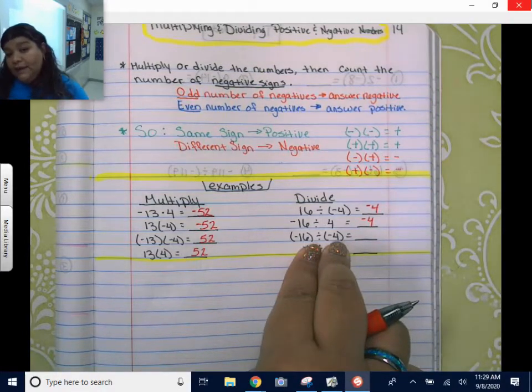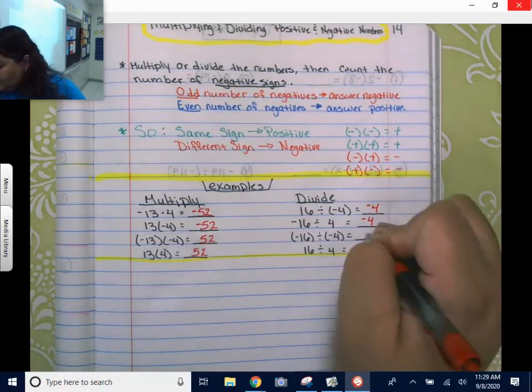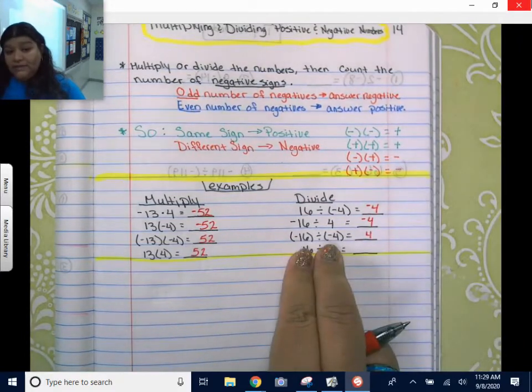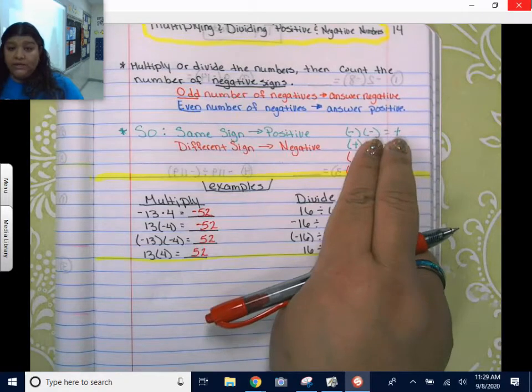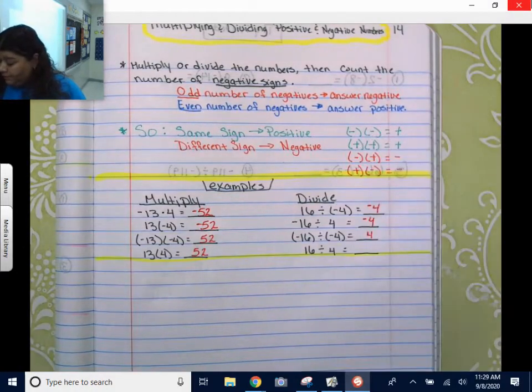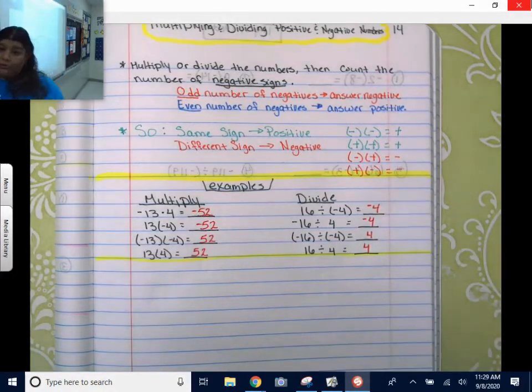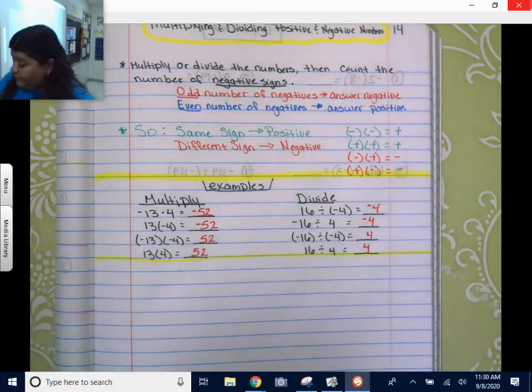Negative 16 divided by negative 4. It's still going to give me 4. My signs are the same. They're two negatives, which means it turns into a positive. So positive 4. And then a positive 16 divided by a positive 4, that's your normal division problem, and that would be a positive 4. So that's what we have there.